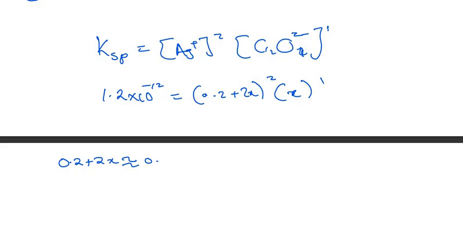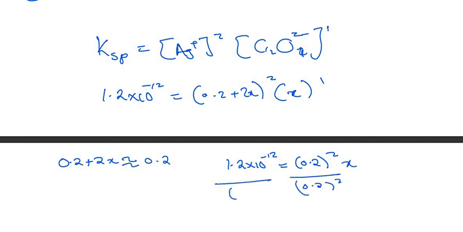So this is going to be the same as that. Now we are solving 1.2 times 10 to the power negative 12 is equal to 0.2 to the power 2 times x. Then you have 0.2 to the power 2, and we get our value of x. Our value of x is simply going to be 3.0 times 10 to the power negative 11.